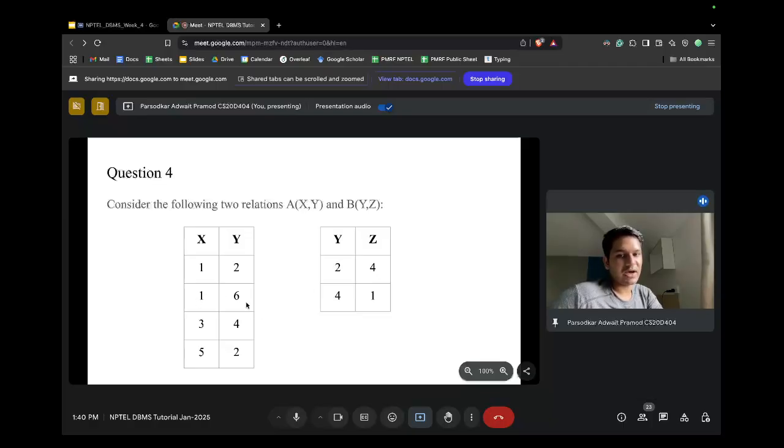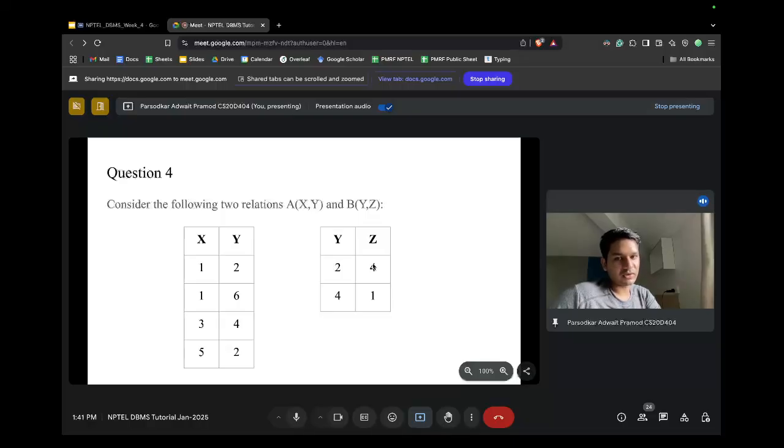With 1 6, do you have anything in the second table? No, because there's no y equal to 6 in the second table. Then for 3 4, the third row in the first table, you have 4 1. So you get 3 4 1 as the result. And with 5 2, you have 2 4. So you get 5 2 4. So this is what a normal natural join would give you.